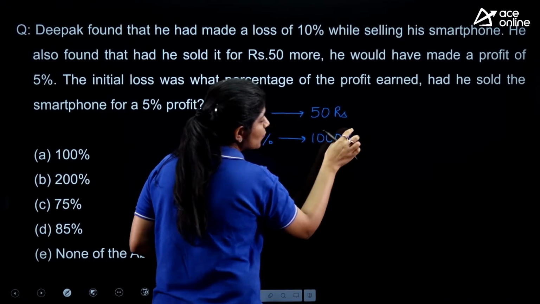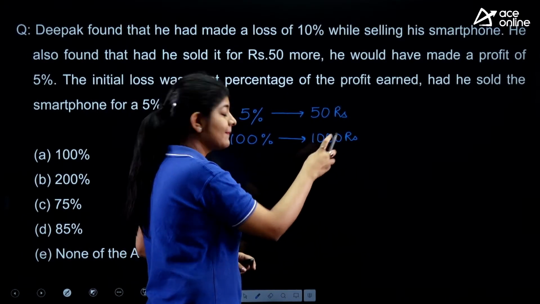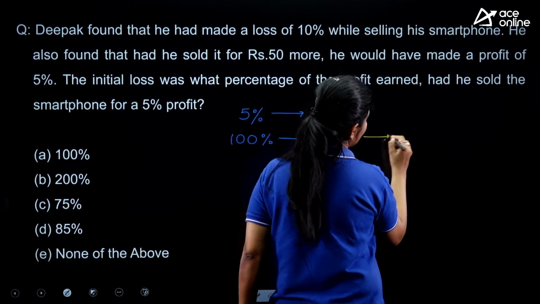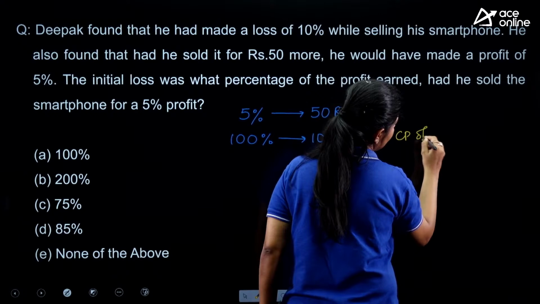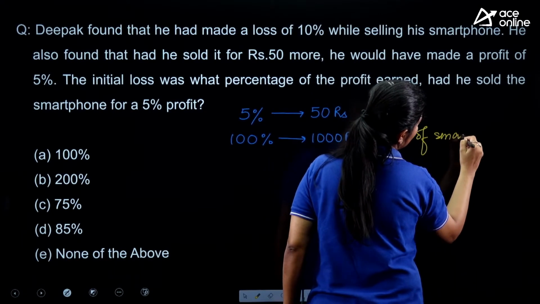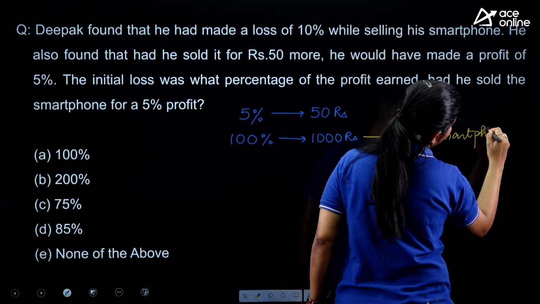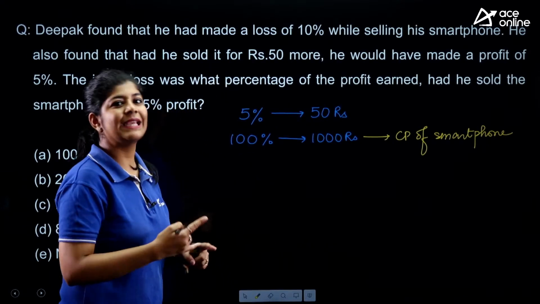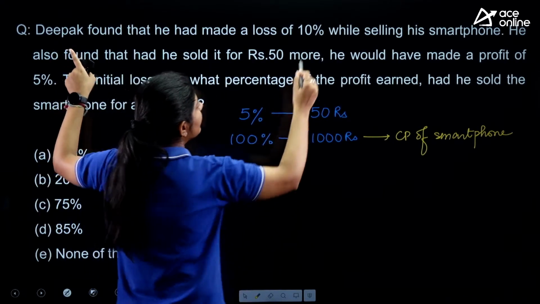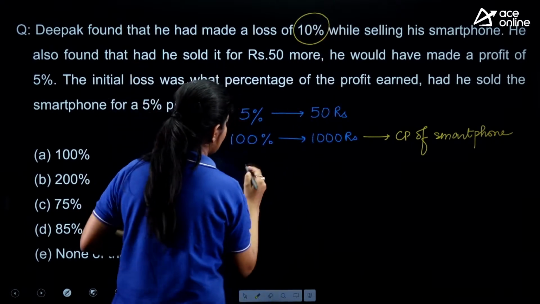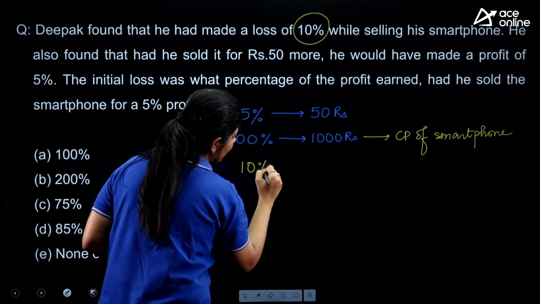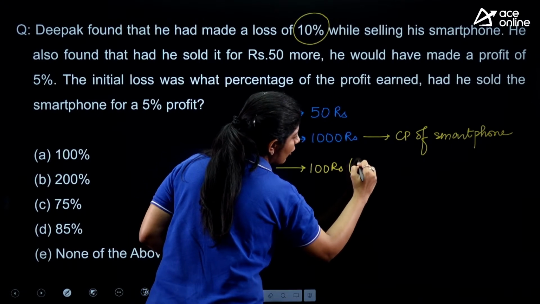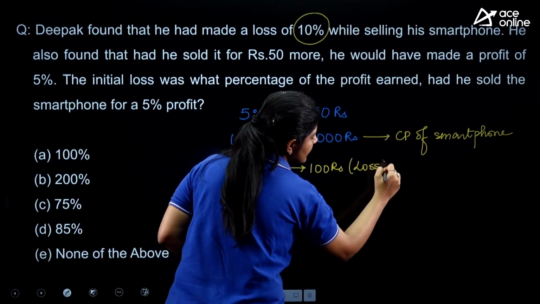That means this is the cost price of the smartphone. But while selling it, he sold it at a loss of 10%. So 10% of this one is nothing but 100 rupees. That means he made a loss of 100 rupees, right?